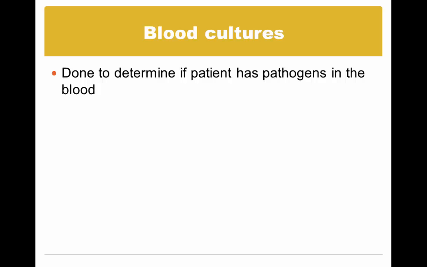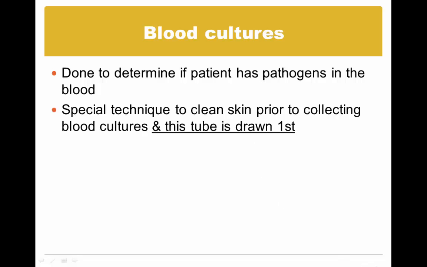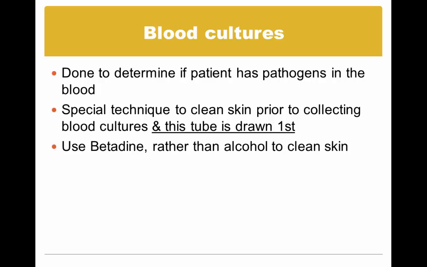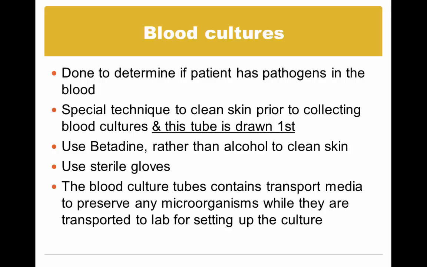Blood cultures are done to determine if a patient has pathogens in their blood. There's a special technique to clean the skin prior to collecting blood cultures, and this tube is drawn first. You'll use betadine rather than alcohol to clean the skin, and you'll be using sterile gloves. The blood culture tubes contain transport media to preserve any microorganisms while they are transported to the lab for setting up the culture.